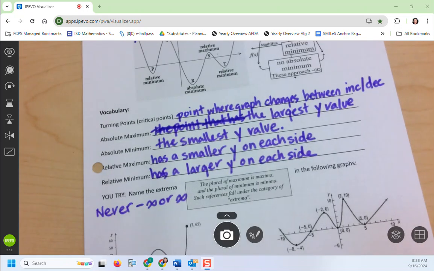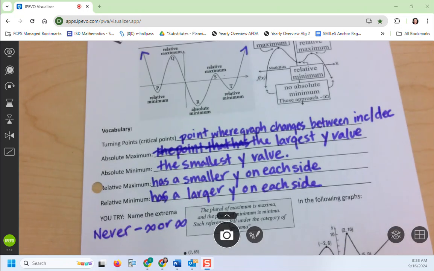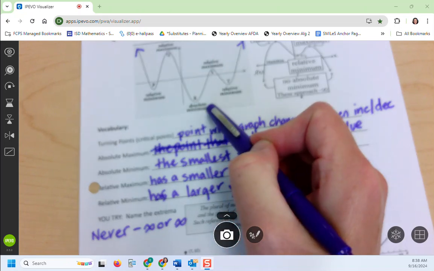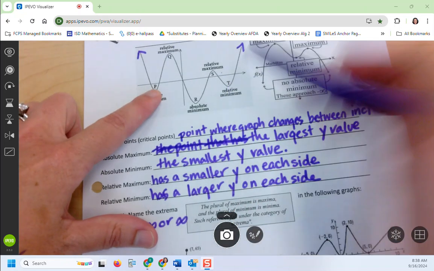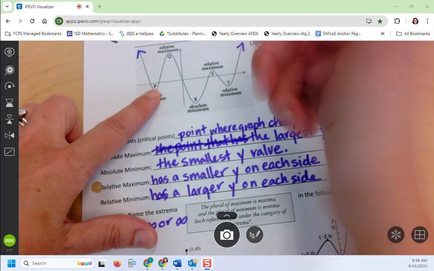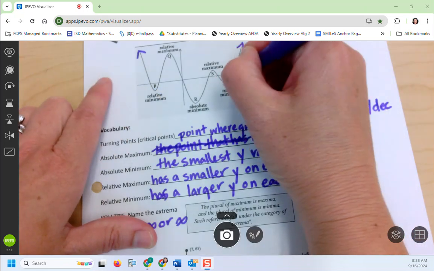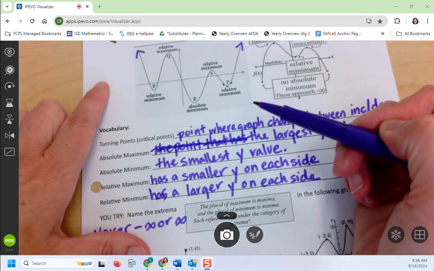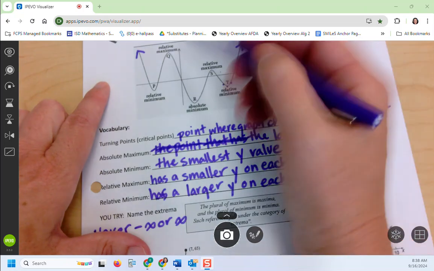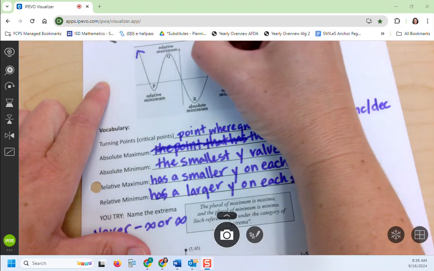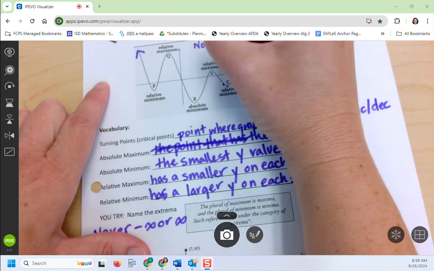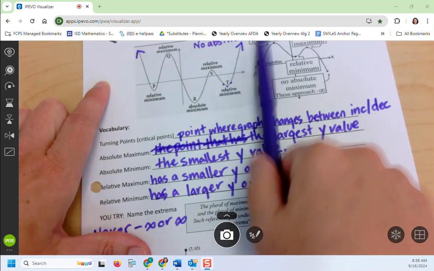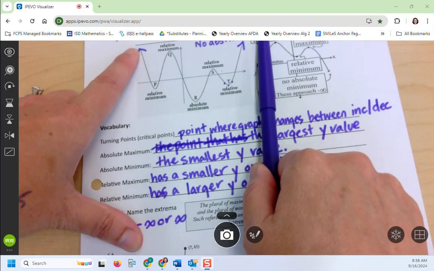Okay, so going back to the picture, you can see the lowest point on the whole graph is your absolute minimum. But you also have two relative minimum. And the reason these are relative minimum is because you have a larger y value on both sides. You see that? You have a larger y on the left and a larger y on the right. This graph has no absolute maximum because it goes to infinity. When it goes to infinity, it has no absolute maximum.